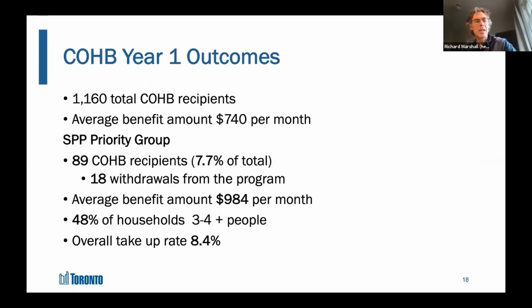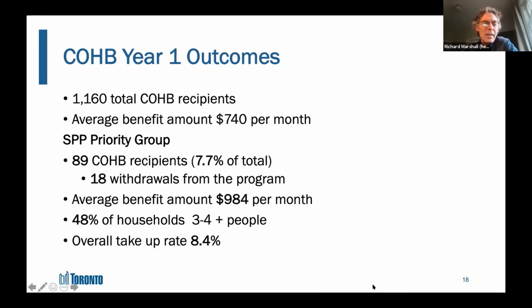So some of the outcomes, I think I mentioned, there were just under 1,160 total COB recipients in year 1. And the average benefit amount was about $740 per month. So within that, the SPP priority group, just under 90 households received a COB, 89, which was just under 8% of the total.